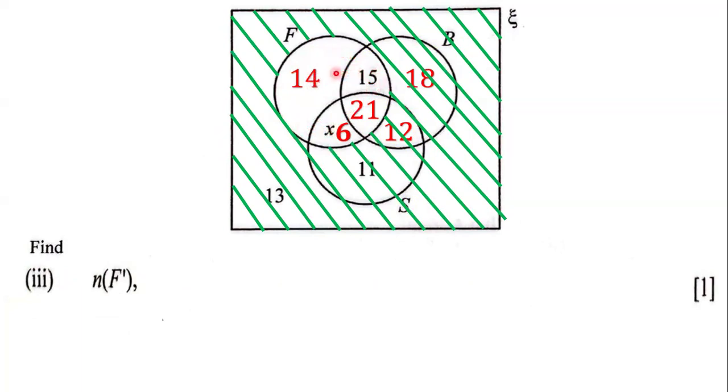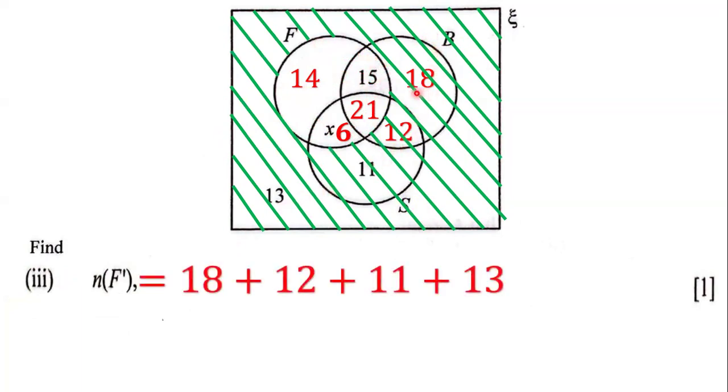So we do not include 14, 15, 21, 6. We do not include these, right? But we can include any other number. So we have 18 because that's not inside F. We have 12 because that's not inside F. We have 11, we have 13 because that's not inside F. And so we add these: 18 plus 12 plus 11 plus 13 gives us 54. So the number of elements in F complement is going to be 54.